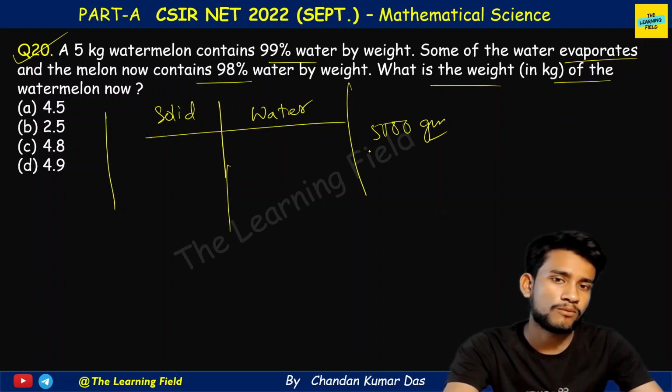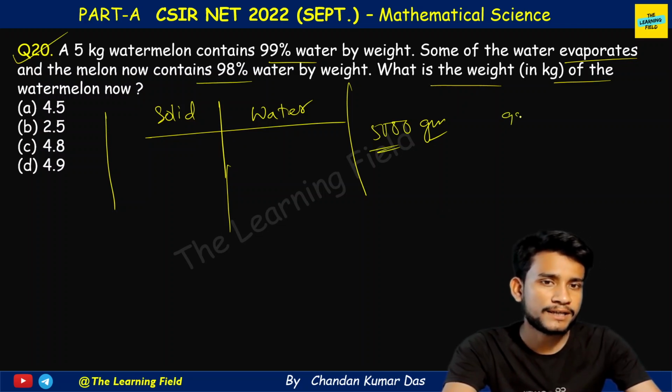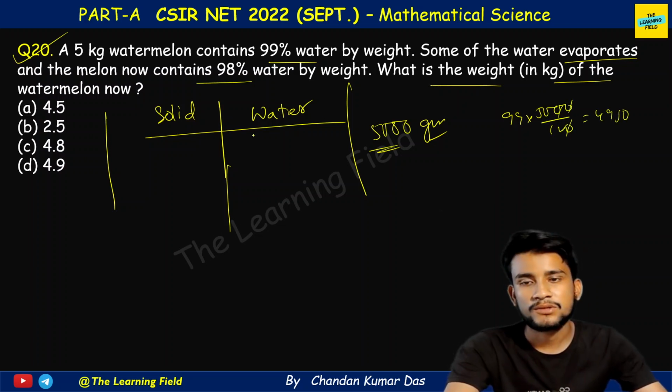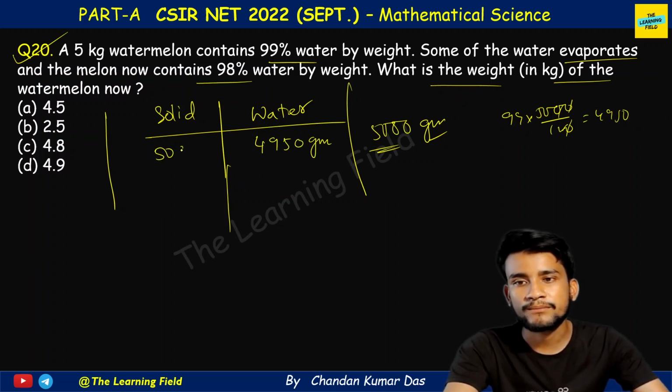99% of this means what? 99 into 5000 by 100. So this gives you 4950. So the water is 4950 gram. Therefore the solid is only 50 gram.